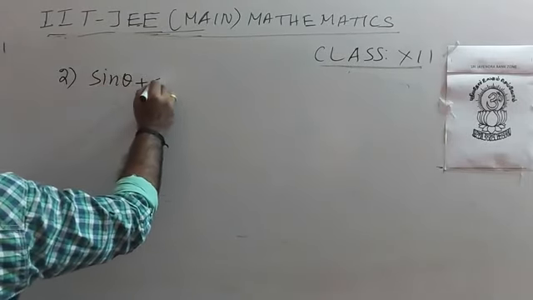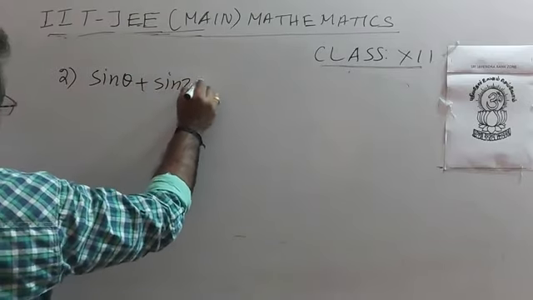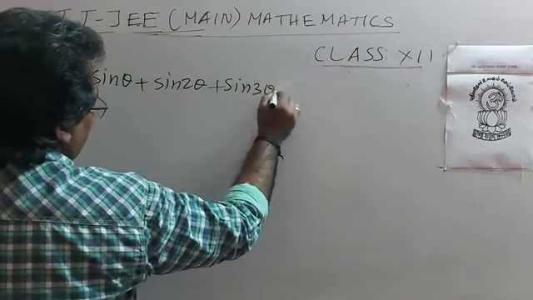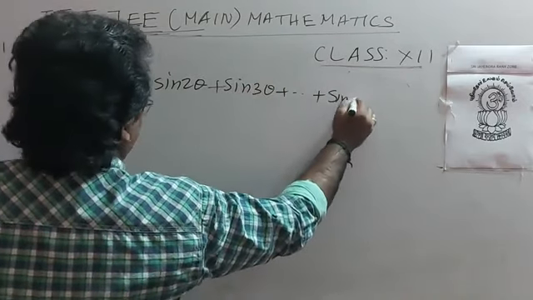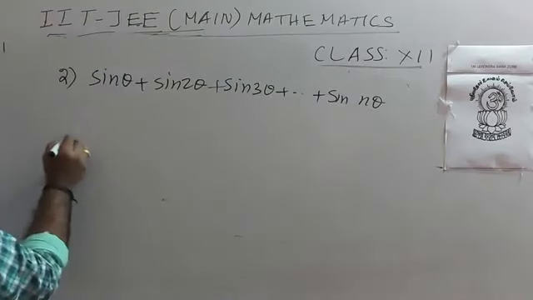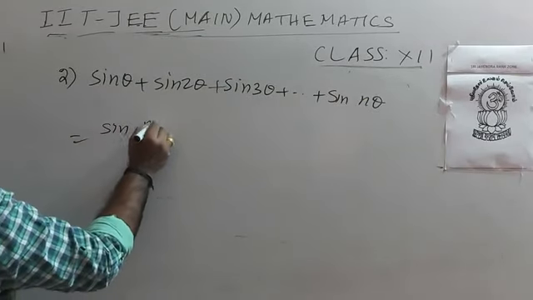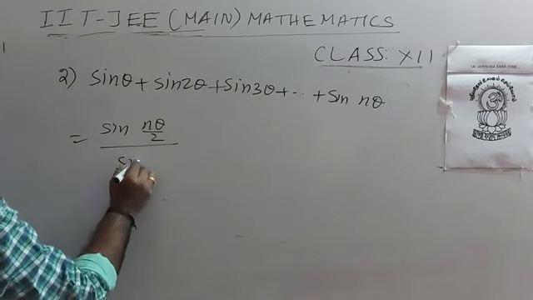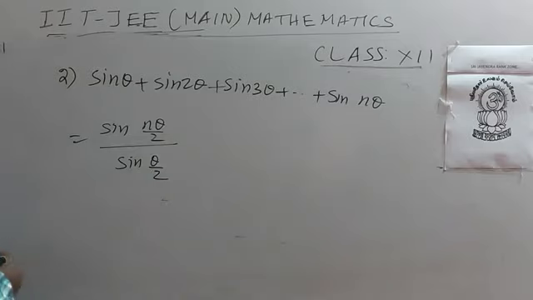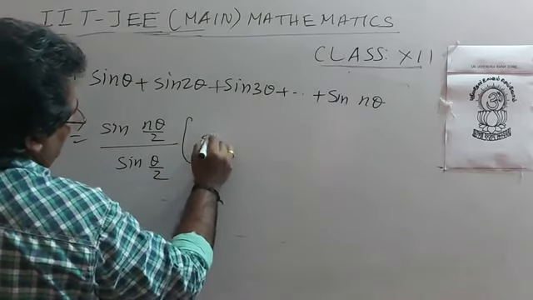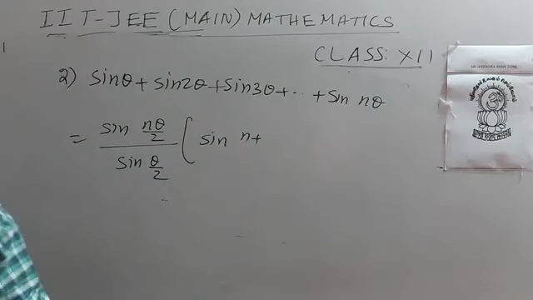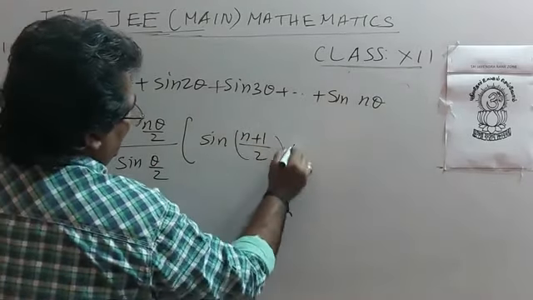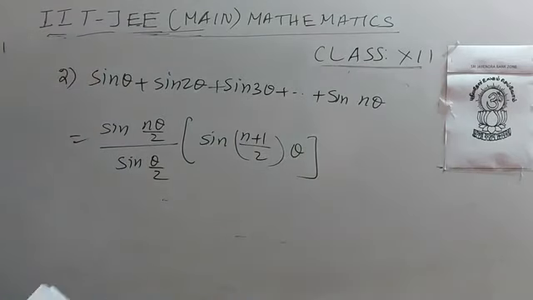Sin theta plus sin 2 theta plus sin 3 theta plus etc. plus sin n theta equal to sin n theta by 2 by sin theta by 2 into sin n plus 1 by 2 into theta.